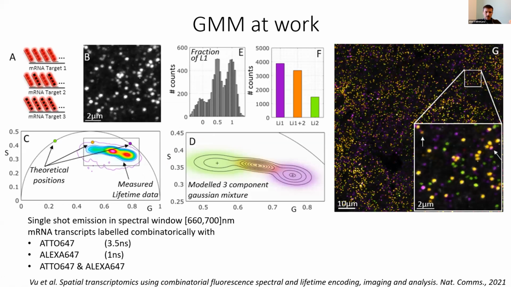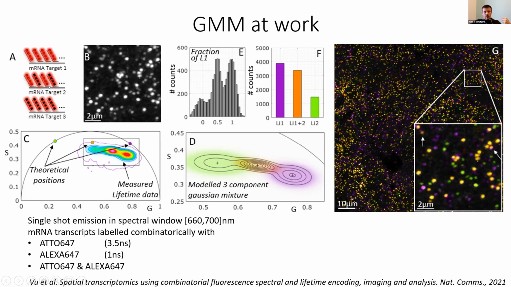And here's a more complex problem, and again with the transcript project, we were labeling 3 mRNA targets with 2 different fluorophores. So mRNA target 1 in the top left is labeled with 1 fluorophore, mRNA target 3 with a different fluorophore, and mRNA target 2 is labeled with a combination of the 2 fluorophores. So there's exactly the same number of each of the 2.